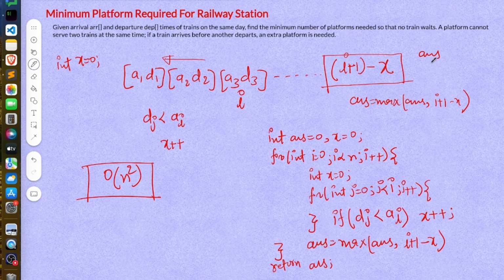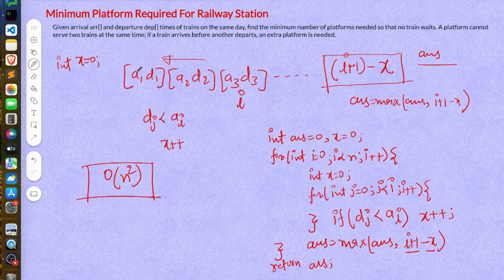Because I want to find out how many maximum number of trains we can have at the same time. So just update your answer with I plus 1 minus x, because we know that I plus 1 is the total number of trains arrived so far and x is the number of trains departed so far. So yeah, this is the brute force approach of this problem, but we can optimize it further.